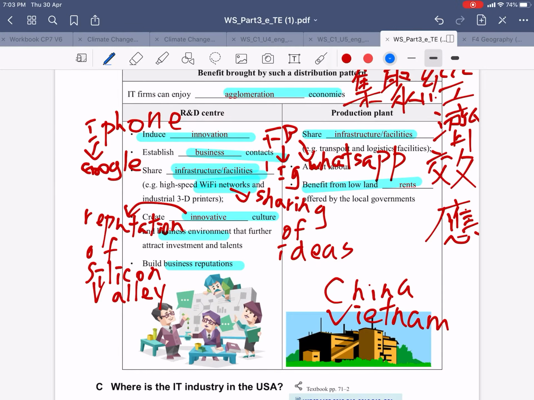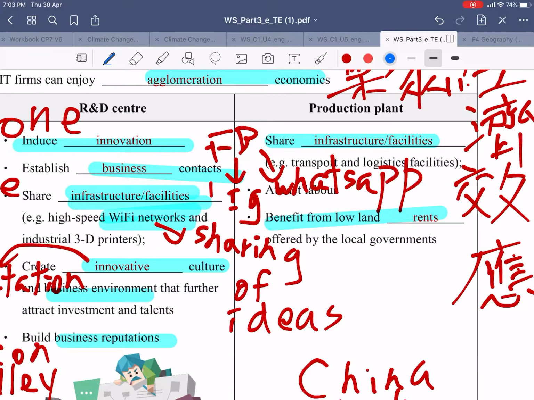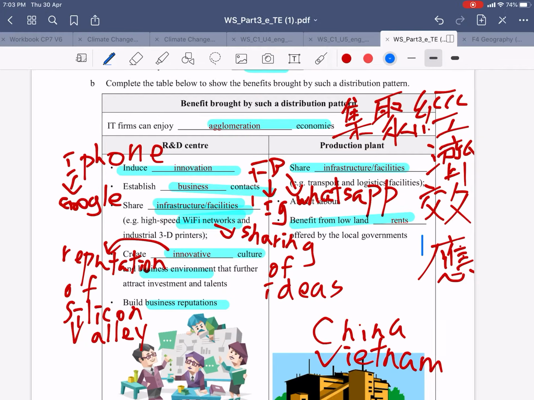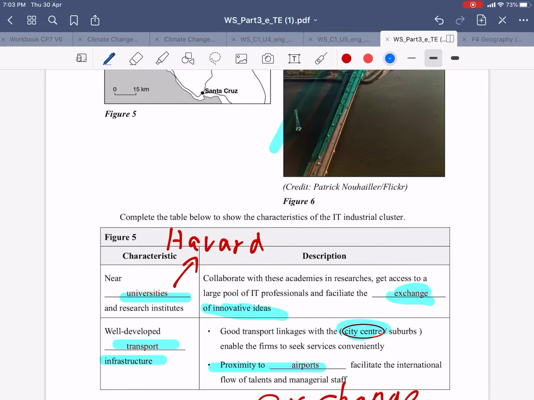How about the production plant? Production plants can also share infrastructure, as I said before. The roads, power resources and water resources can be shared, and labor and land rents can be lowered. Okay, let's have our case.